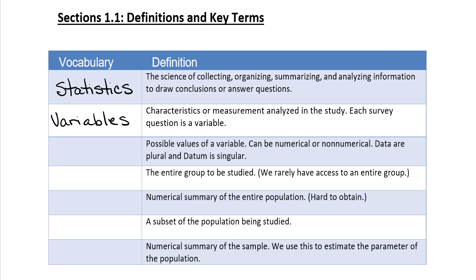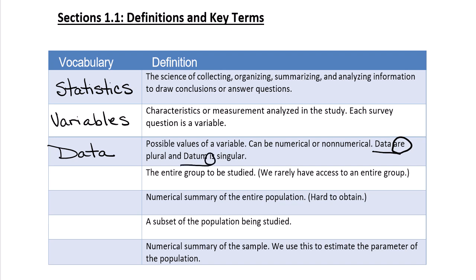The answers that you can give and how many people give the same answer is what we call data. They can be numerical or non-numerical. Data are plural. Whenever you're writing, it's "data are." If you're referring to a single piece of information, then it's called a datum.